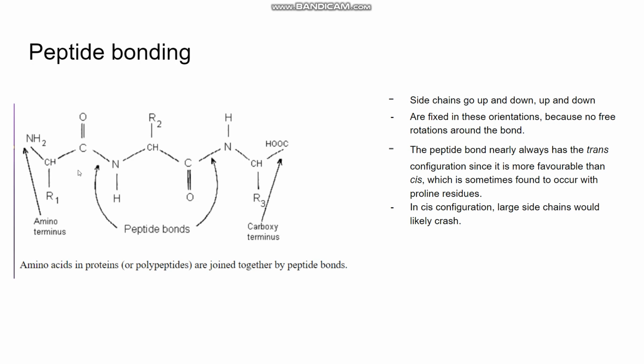As you see, it's a trans configuration. If the side chains were to be only here or only here, we'd say that this is a cis configuration, but this is a trans configuration. And the trans configuration here is fixed in these positions due to what? Due to the resonance, right? This is also very important because if it were in cis configuration, we'd see large side chains and they would likely crash into each other, which would completely destroy the tertiary structure. So this is very important in keeping the structure of the protein.